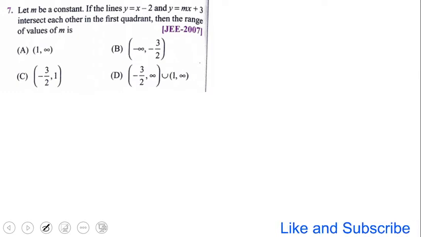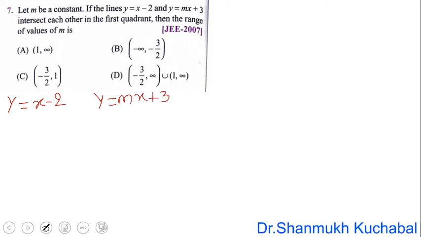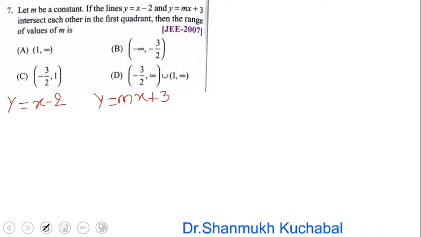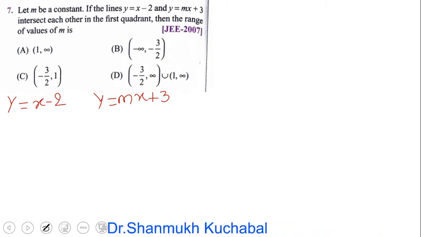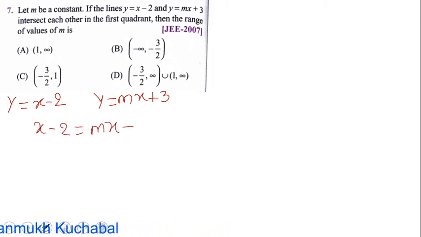It is given that m is a constant, and we have a line y equal to x minus 2 and one more line y equal to mx plus 3 that intersect each other in the first quadrant. Then we have to calculate the range here. First equation y equal to x minus 2, second equation y equal to mx plus 3. In these two equations we observe that the LHS are the same, so we equate the RHS. We get x minus 2 equal to mx plus 3.